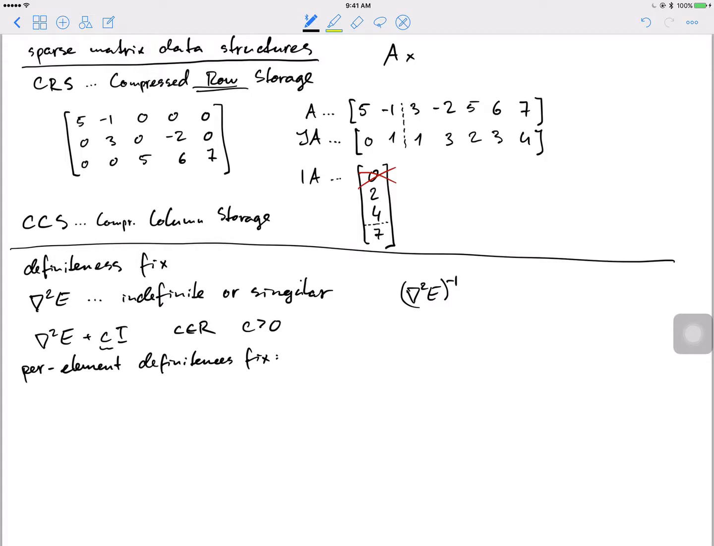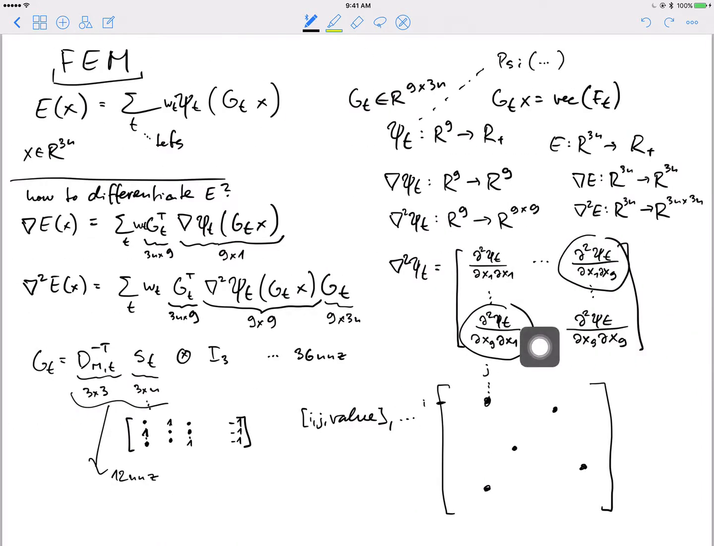And that looks like this. That means that we know what the form of the Hessian of the potential energy looks like. It always looks like this. This can vary depending on what exactly the material model is, but for linear finite elements, it's always going to have this structure, okay? So what we can do, so we don't penalize the good guys, we only penalize the bad guys, is to do the definiteness fix on this sum, okay?